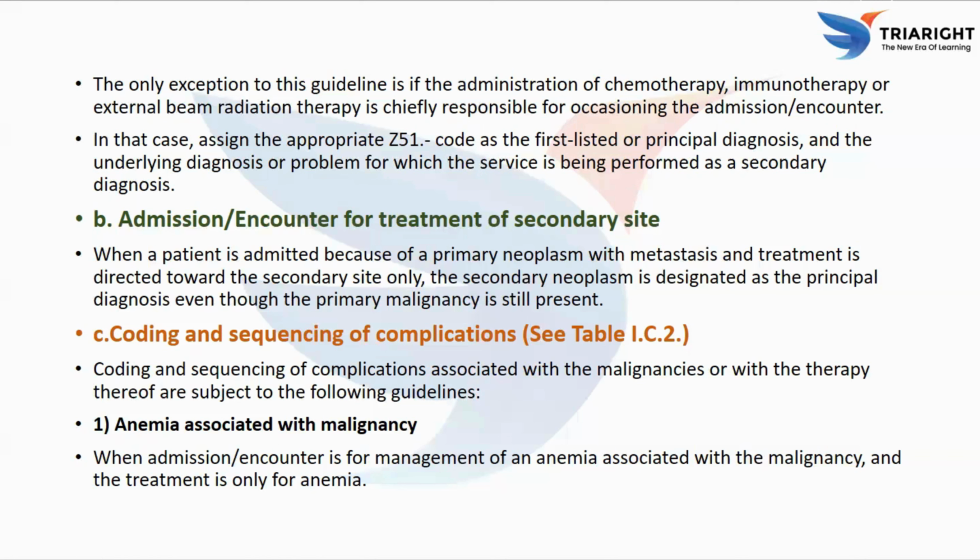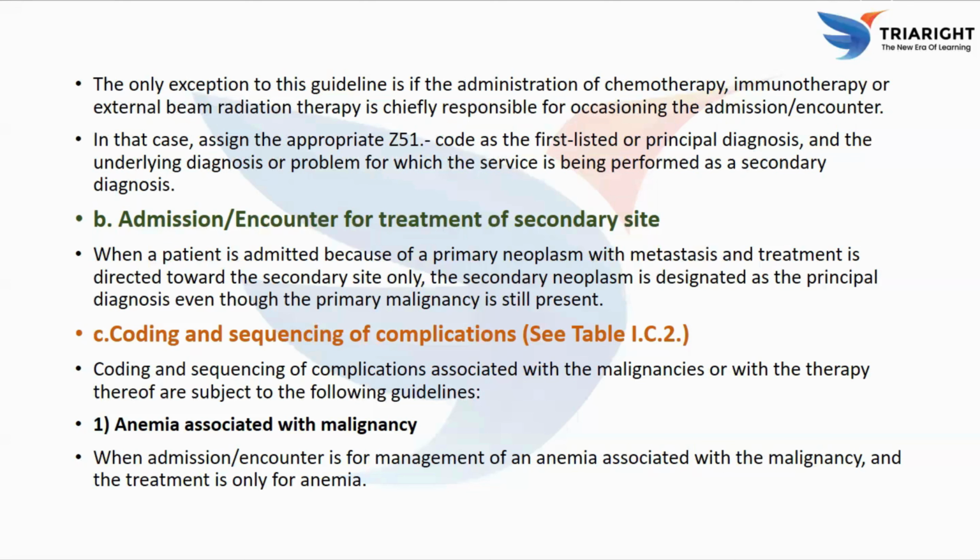Next comes coding and sequencing of complications. So how do you code the complications? Cancer and its treatment often cause complications, so ICD-10 provides specific sequencing rules for these. What is the first rule? Anemia associated with malignancy. Here is a scenario: a patient is admitted only for treatment of anemia. The anemia is due to the malignancy itself and the cancer is not being treated during this encounter. So what is the correct coding sequence here?